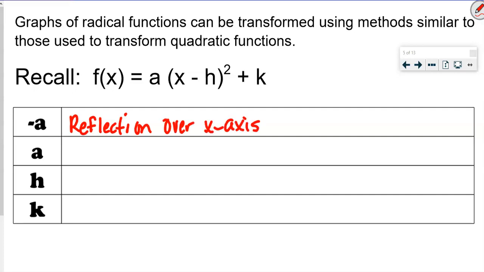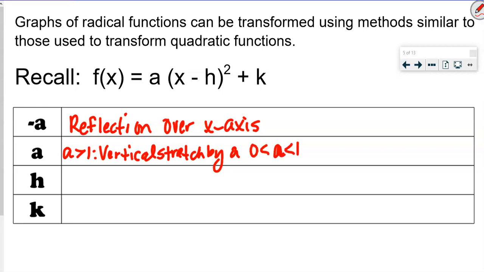Now, when we start talking about the number that a is, not whether it's positive or negative, but if it's a number. So if a is greater than 1, then we have a vertical stretch by a factor, S-T-R-E-T-C-H, I can't spell, y'all, by a, okay?